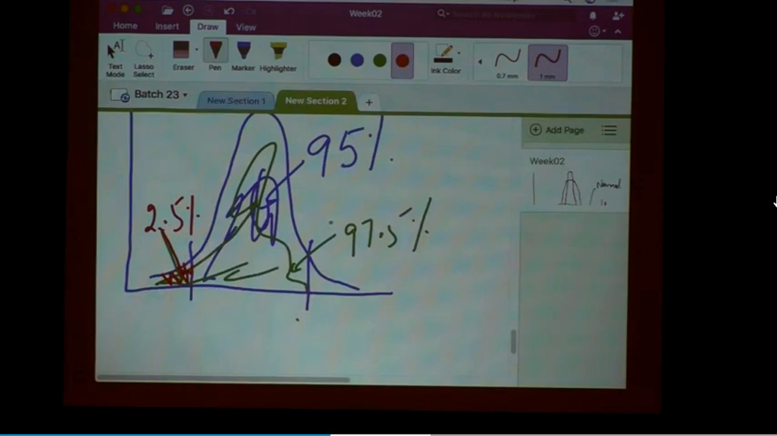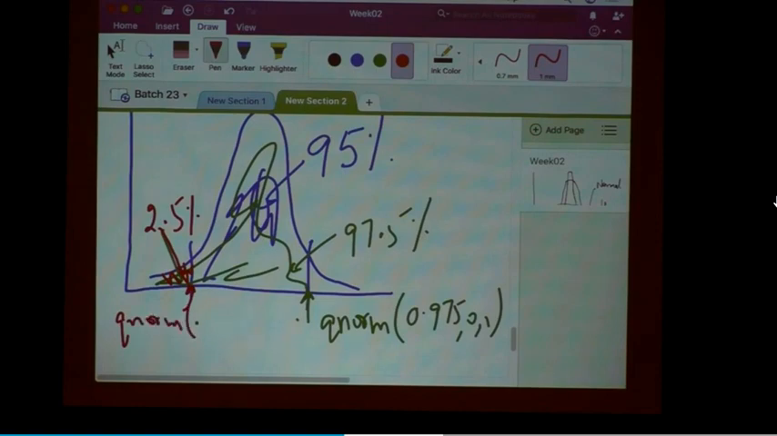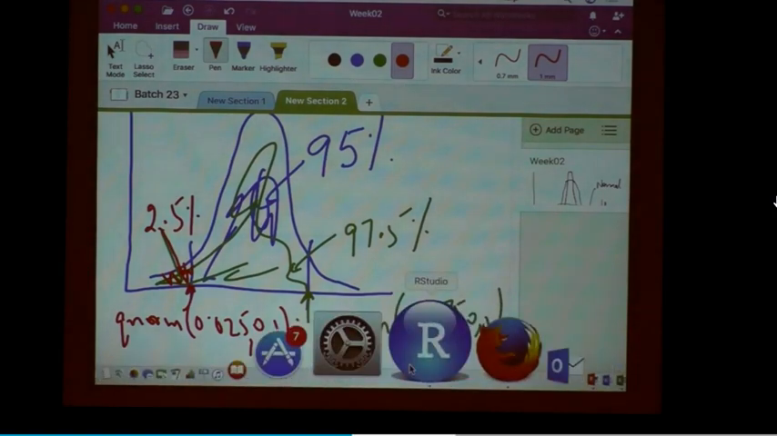So if I have to get this Z-score, this Q norm, what is the area to the left of this? 0.975. And the area to the left of this? 0.025. And then I subtract them to get the area. Okay, and let me show that with R also right here.